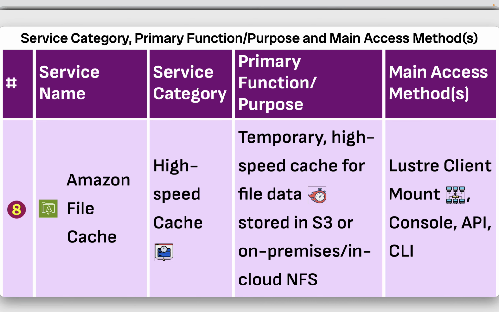Next, we have Amazon File Cache. The category it belongs to is high speed cache. The main function or the purpose is to provide temporary high speed cache for file data stored in S3 or on premises or in cloud NFS. Access, you will use Lustre client mount, and you can directly access via AWS console, API and CLI.